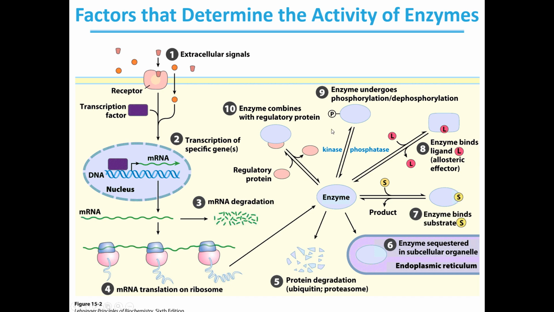And number 9 and 10 we'll see quite a bit. 9 is phosphorylation and dephosphorylation of the enzyme. As we discuss glycogen metabolism, we'll see this phosphorylation comes into play a lot with regulation. And then lastly, there can be a regulatory protein that binds to the enzyme and alters its activity.